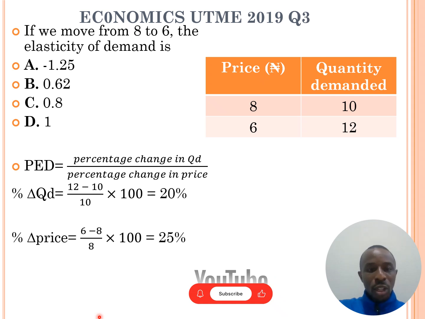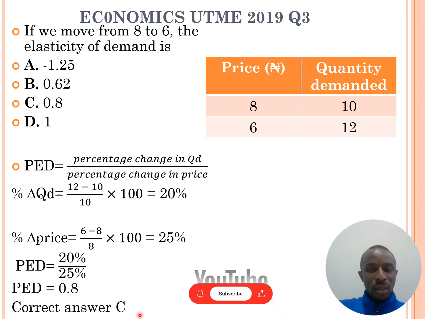For the percentage change in price, that will be the difference between 6 and 8 divided by 8 multiplied by 100. The difference, 6 minus 8, we take the absolute value to give us 2. 2 in 8, 4. 4 in 100 will give us 25%. So for our final answer, we divide 20% by 25%. That's price elasticity of demand is 0.8, and that's option C.